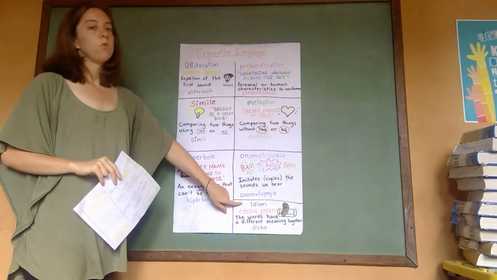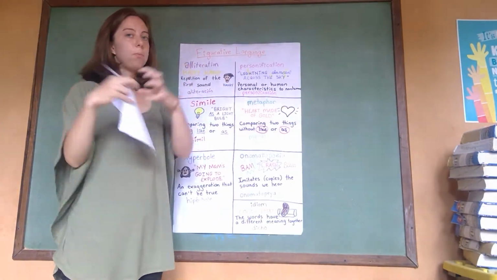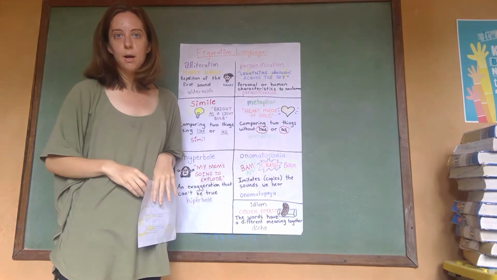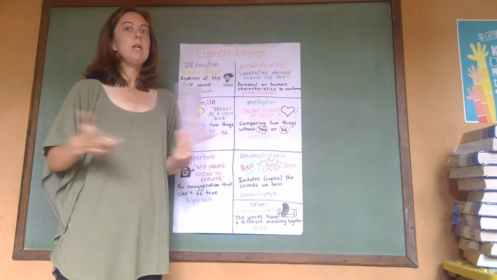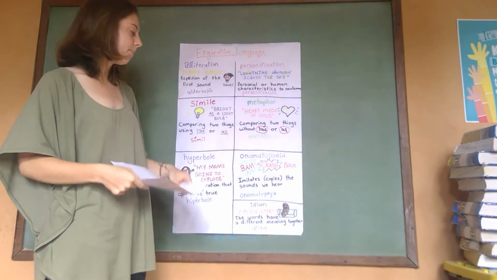We know idioms really well. The words have a different meaning when they're put together, right? Raining cats and dogs. Cats and dogs are not coming out of the sky, but when I say that, we know it's describing that there's a lot of rain, something different is happening.